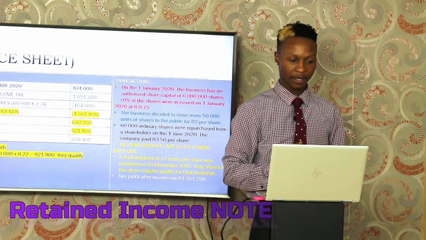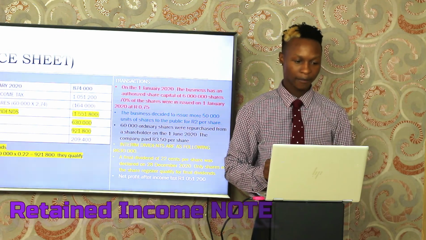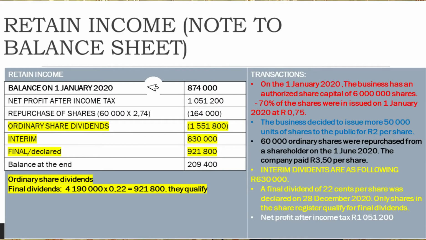At the beginning, you have the balance at the beginning. After the balance at the beginning, you have your net profit after income tax. Not before, but after income tax. You generated money, and after generating money, you subtract your income tax, and then you have net profit after income tax, which belongs to the business.